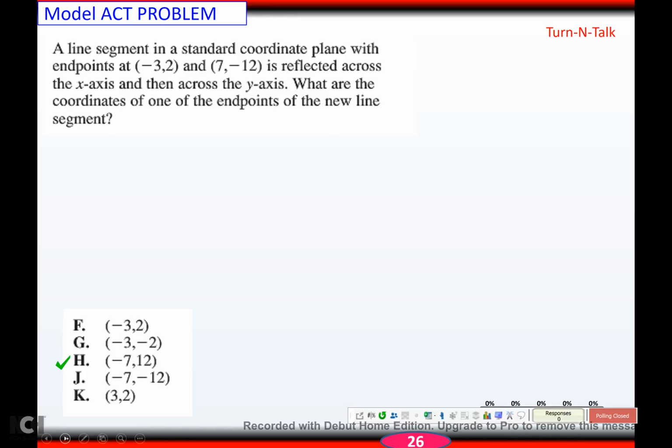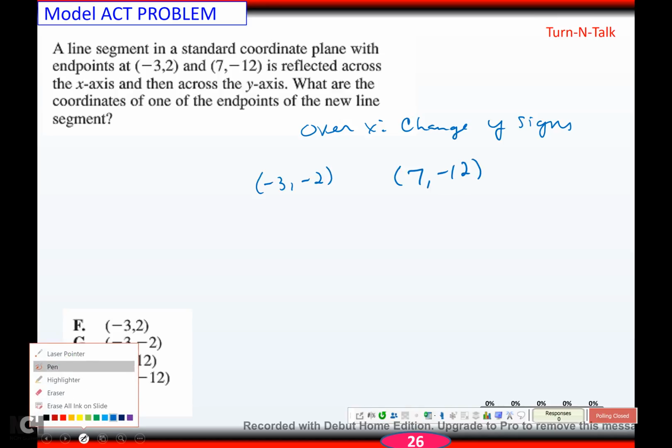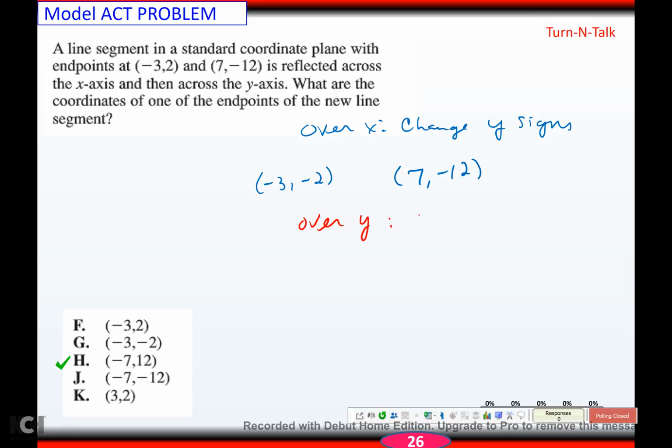Alright, it says a line segment in a standard coordinate plane with endpoints at negative 3, 2 and 7, negative 12 is reflected across the x-axis and then across the y-axis. What are the coordinates of one of the endpoints of the new line segment? Alright, so if we're going to reflect over x, we change y signs. So to reflect over x, that would put me at negative 3, negative 2, and positive 7, negative 12. So then I'm going to reflect over y, and to reflect over y, you change x's signs, which is going to give me positive 3, negative 2, and negative 7, negative 12.